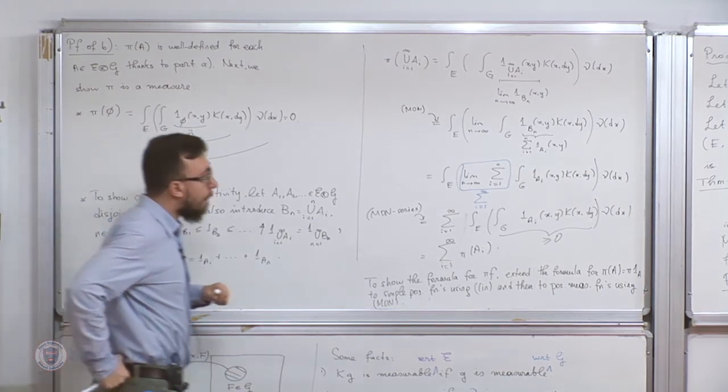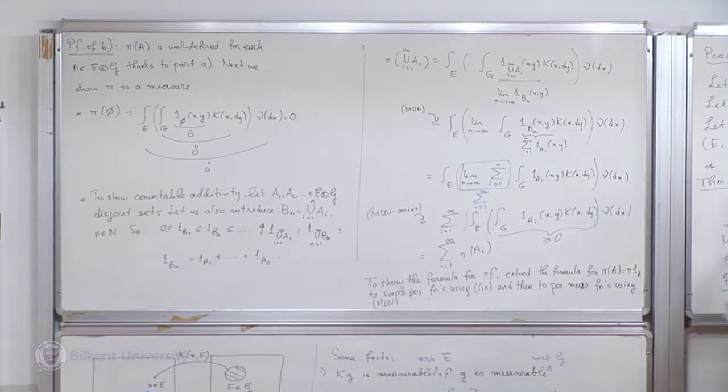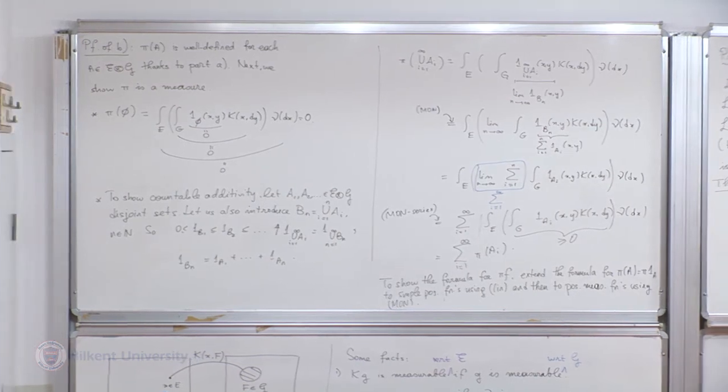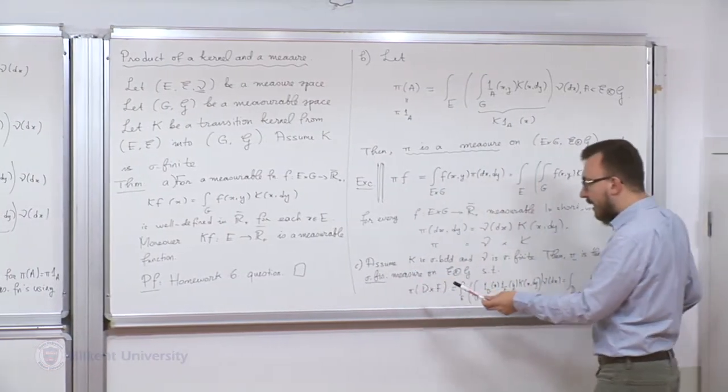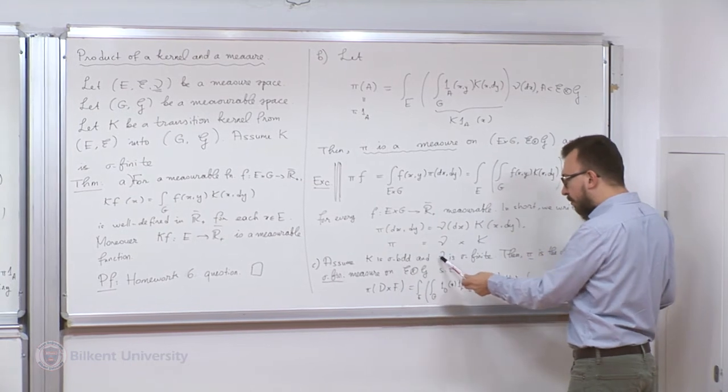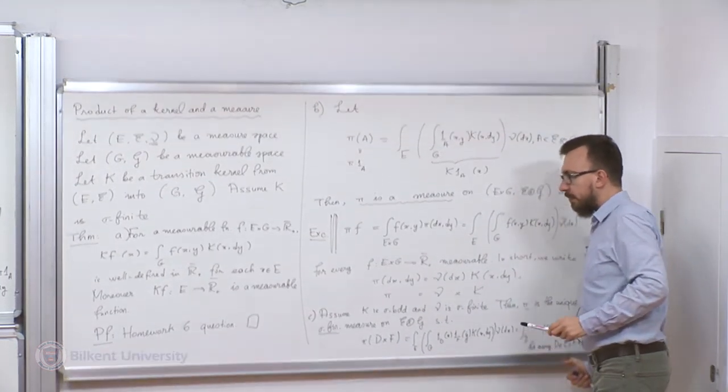So let's show part C. What does part C say? Well, we need to assume K is sigma bounded and nu is sigma finite. Then pi is the unique sigma finite measure. Let's first show that pi is sigma finite if we assume K is sigma bounded and nu is sigma finite.